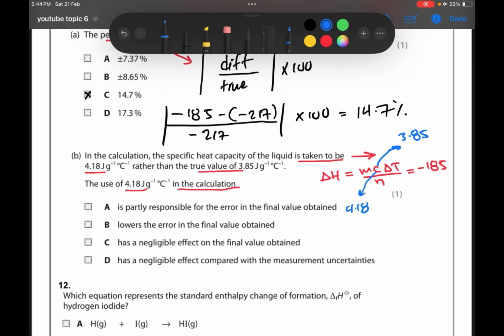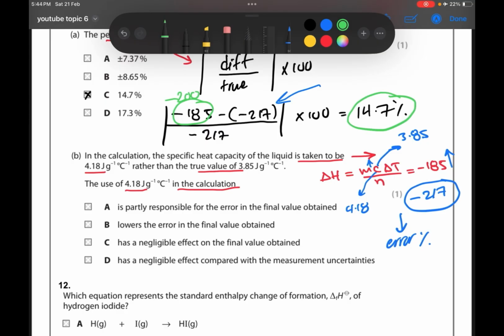For sure, as we increase the value of C, the delta H will increase. I mean, it becomes closer to the value of negative 217. And since it gets closer to the negative 217 kilojoule per mole, we are lowering the error percent in this case. If you just mention this in here, we go back again to this question. If this value gets closer, let's say it becomes negative 200, then this difference or this error percentage will be lower.